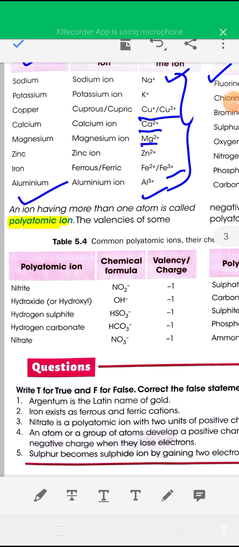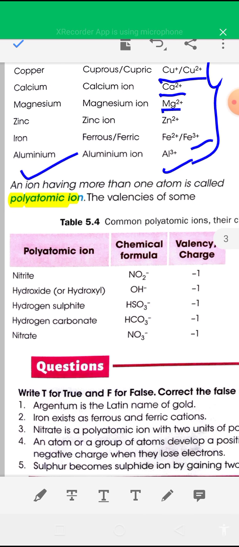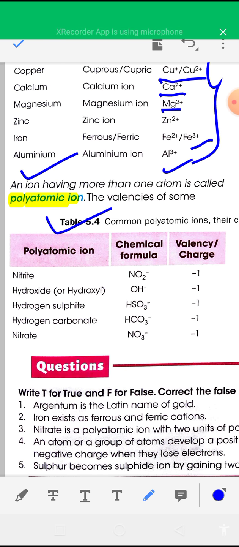Some examples of negatively charged polyatomic ions are given here. Nitrite, NO2 minus, its valency is -1. Hydroxide, chemical formula OH minus, valency is -1. Hydrogen carbonate, formula HCO3 minus, valency is -1. Nitrate, NO3 minus. Nitrite means NO2 minus and nitrate means NO3 minus, remember that.